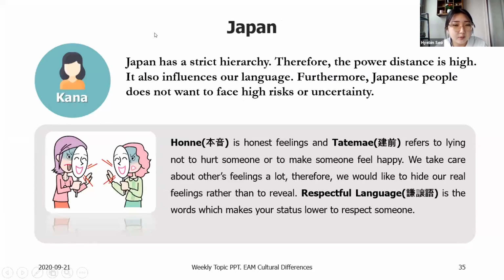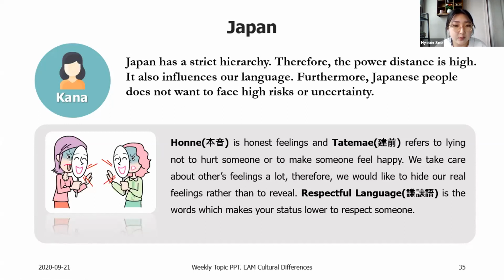And Ho-jin asked his friend Kana from Japan, and she told us that Japan has a strict hierarchy and therefore the power distance is high. It also influences our language. Furthermore, Japanese people do not want to face high risks or uncertainty. And she gave us some cultural information.